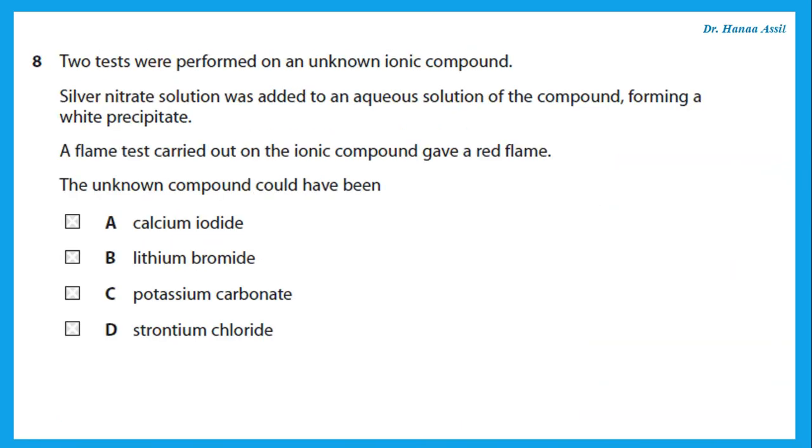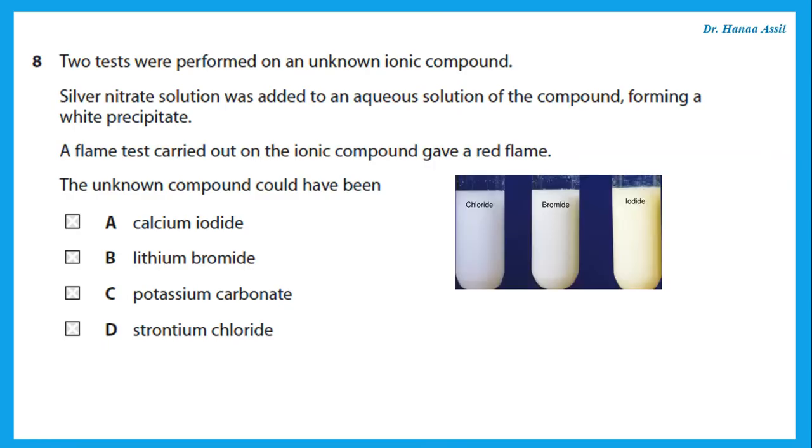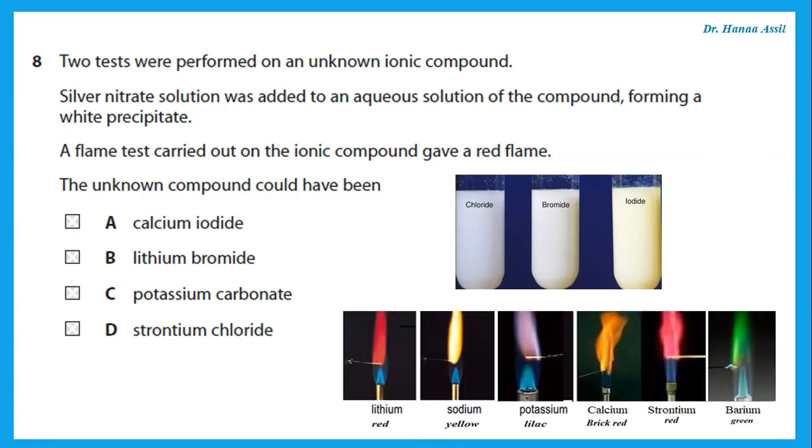Two tests were performed on an unknown ionic compound. Silver nitrate solution was added to an aqueous solution of the compound, forming a white precipitate. So they put silver nitrate with the compound, it gave a white precipitate. Which type of compound gives a white precipitate with silver nitrate? Remember, that means it is a chloride. Then they said the flame test gives a red flame.